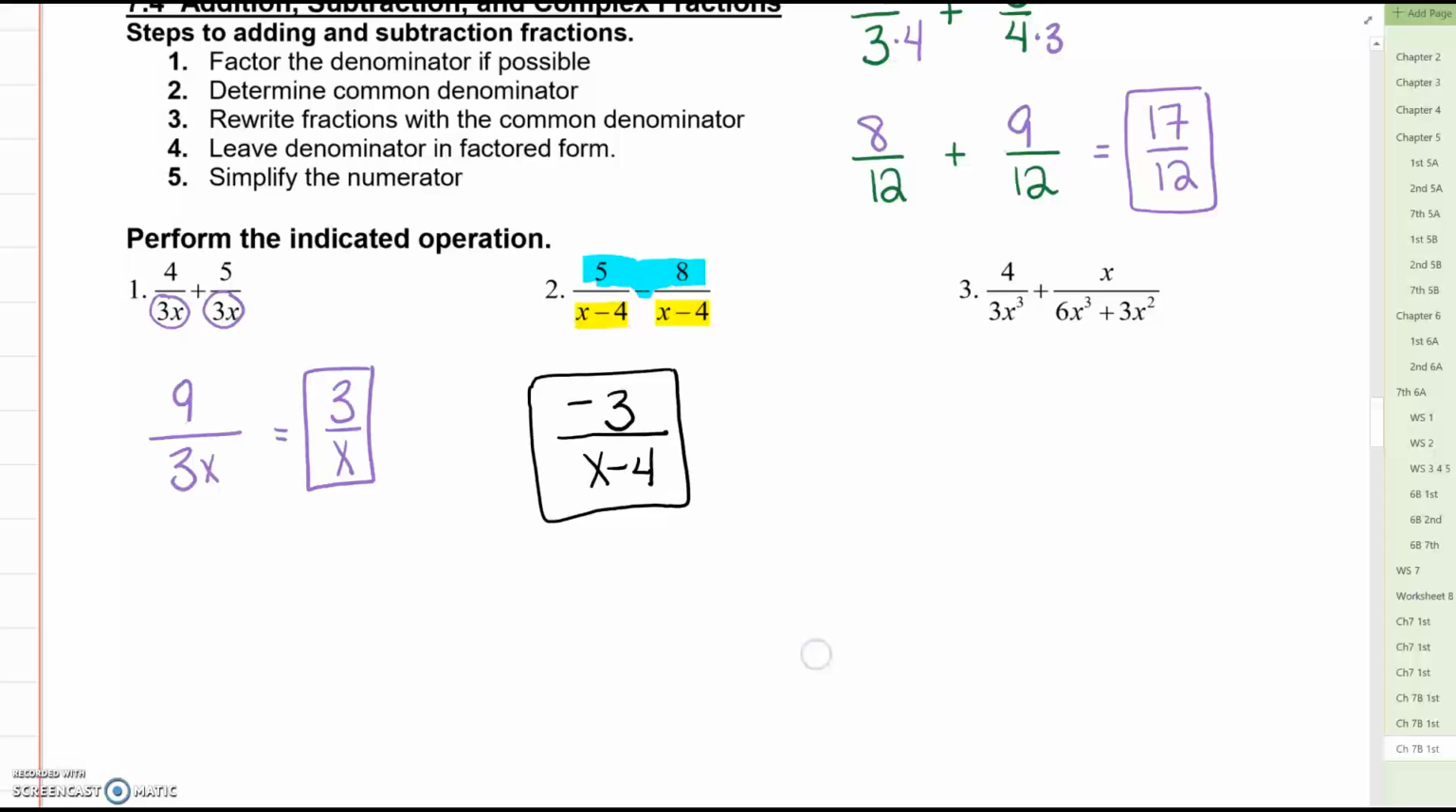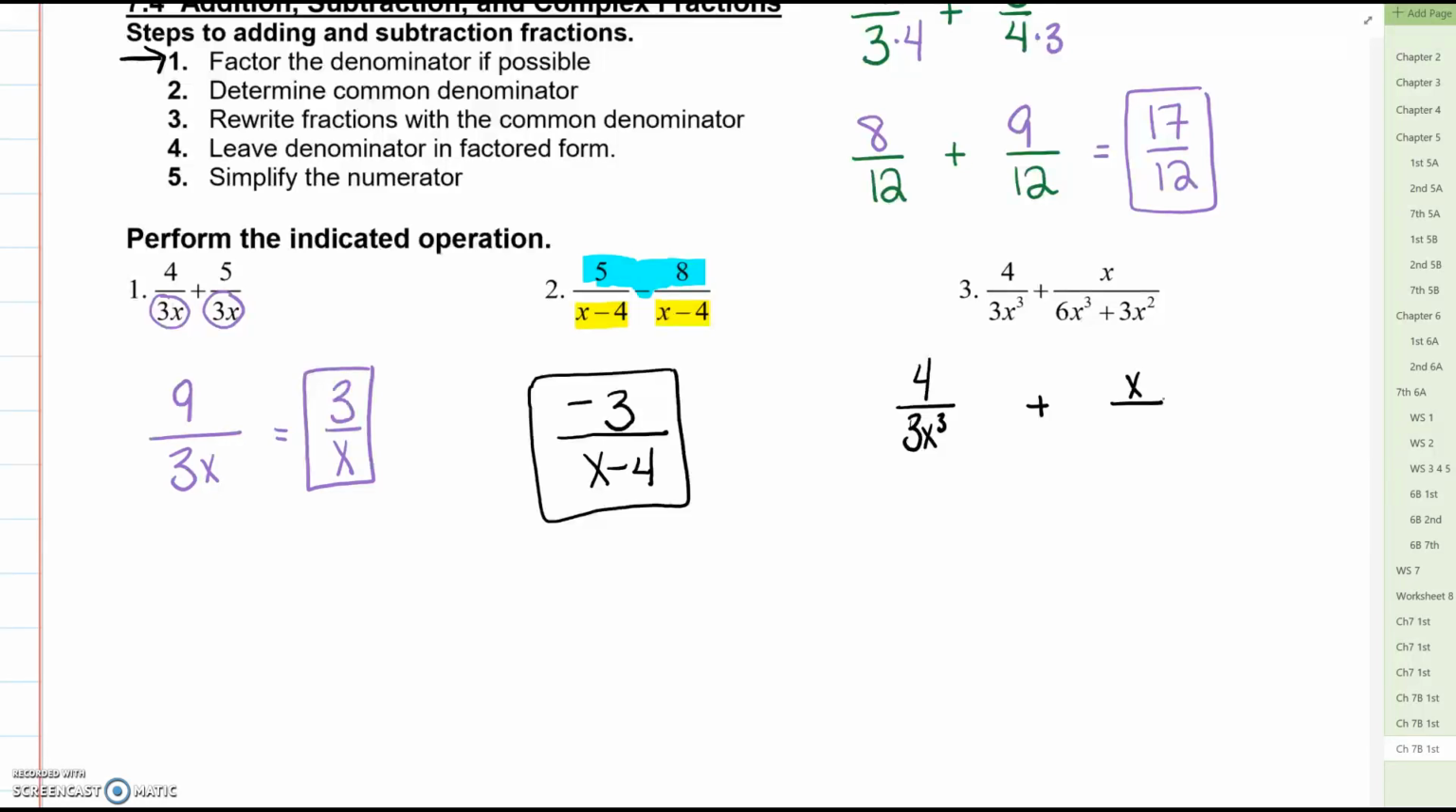Should we start with that one? Yeah, let's start with that one. Number 3. Are the denominators the same? They are not. Your first step is going to be to factor the denominators if possible. So I've got 4 over 3x to the third. I'm going to leave myself some space. 6x to the third plus 3x squared.